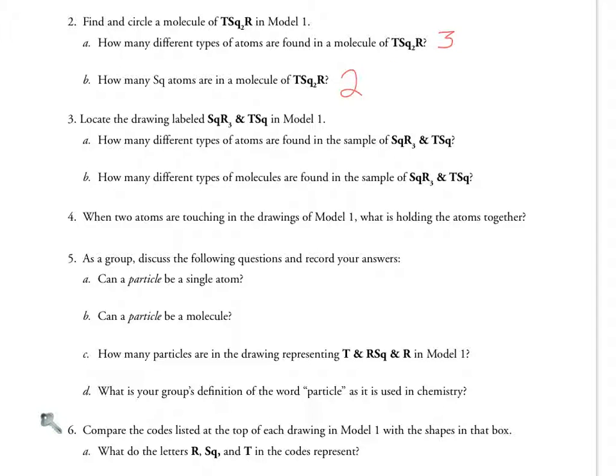So let's take a moment to look at question number 3 with the person sitting next to you. See if you can do the same thing with the square with 3 round shapes, and the triangle and square shape that are attached together. We're looking for the number of different atoms, the number of different shapes in this case, and also how many different types of molecules are found in a sample of the square with 3 rounds and the triangle and square. Take a moment to try that out. I'll give you guys just a few minutes.